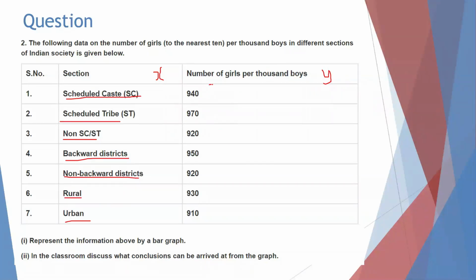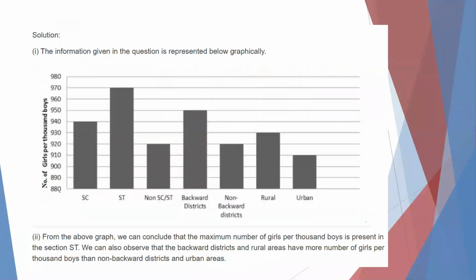For this, we need to set a proper scale. The scale I have chosen is 880 all the way to 980 with intervals of 10. As you can see here, we have the x-axis. Don't forget to label it section. I forgot to label it here. This is the section, and this is the y-axis, number of girls per 1,000 boys, already done. The first one is 940, so we just go all the way to 940. Similarly for ST, scheduled tribe, 970, same until we fill till urban.